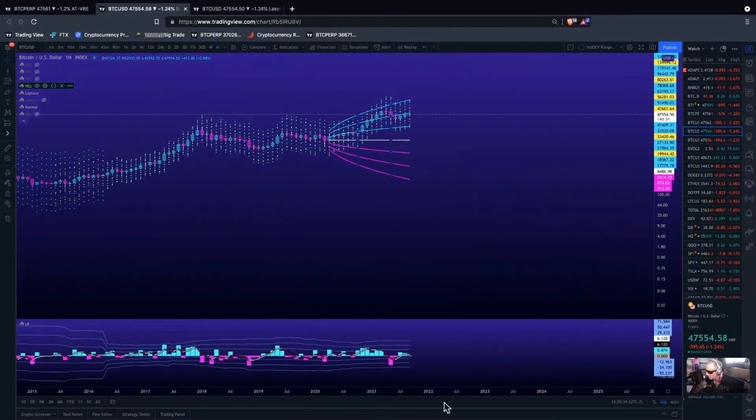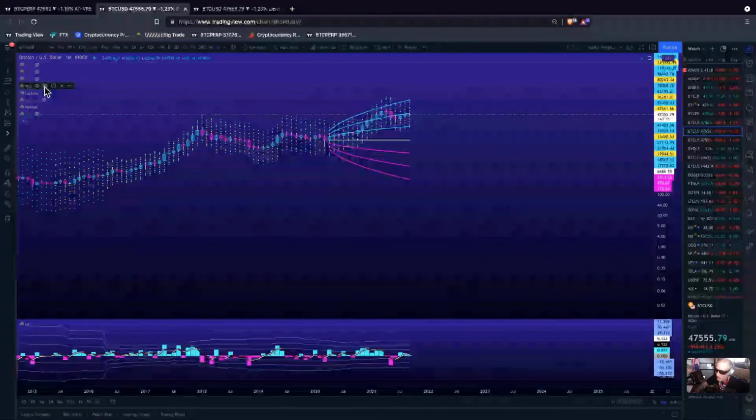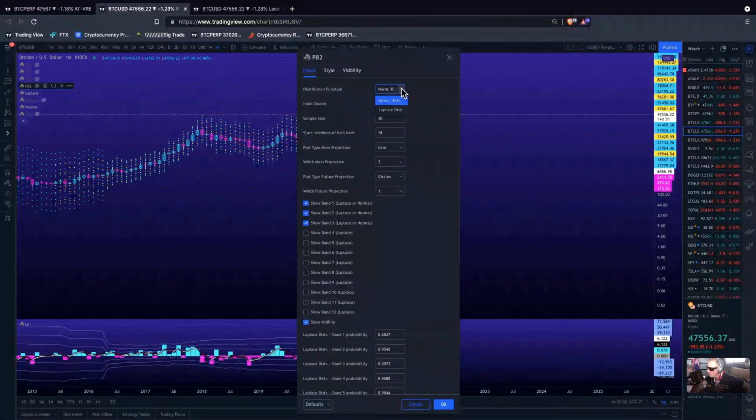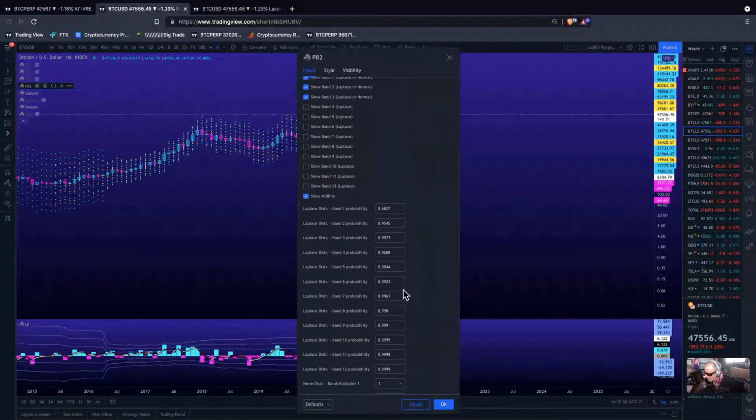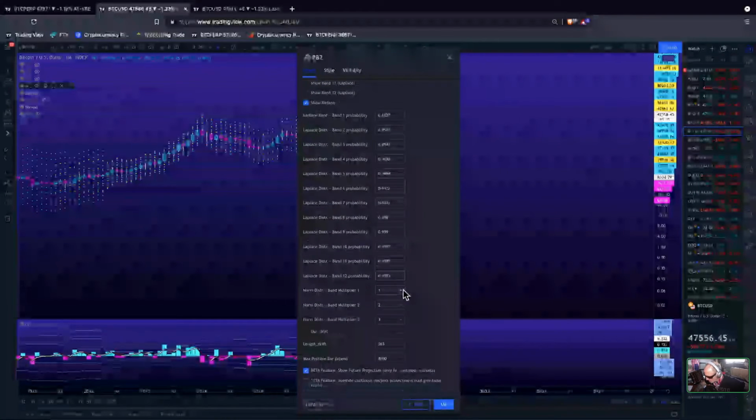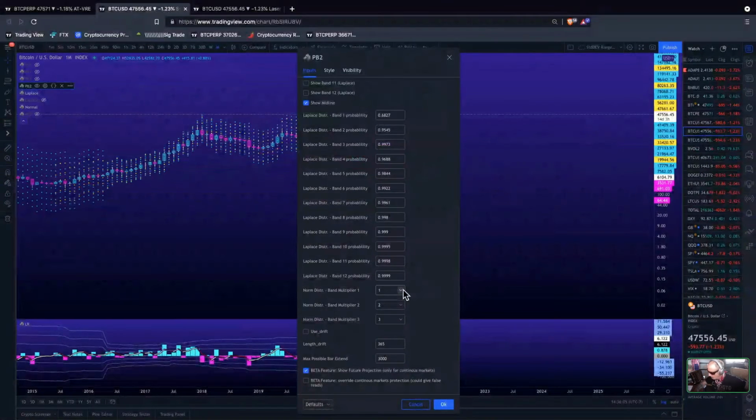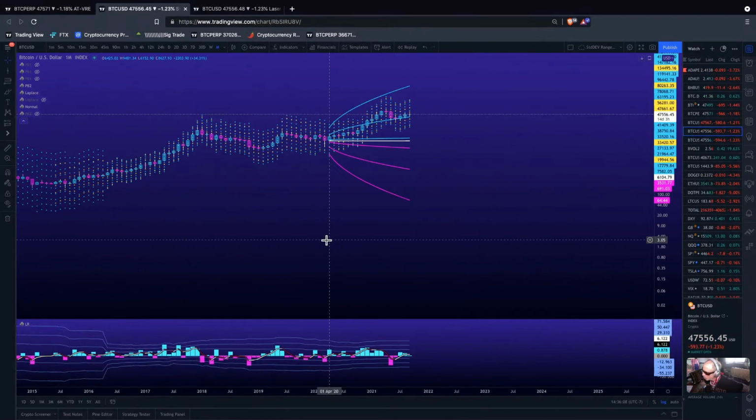So maybe just one. We almost made a run to that 3SD right after the COVID dump. Yeah, that monthly chart just isn't going to get us a projection into the future.